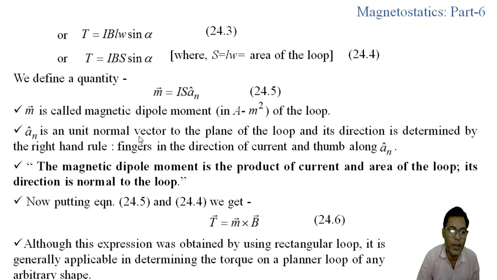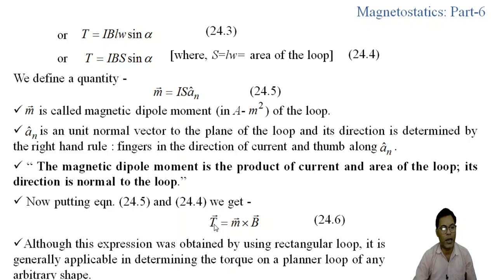Now we can define the magnetic dipole moment. The magnetic dipole moment is the product of the current and the area of the loop. Its direction is normal to the loop. So from this equation 24.5 we can define the magnetic dipole moment. After finding the magnetic dipole moment M, the torque can be represented in terms of the magnetic dipole moment and the magnetic flux density. Here if you put equations 24.5 and 24.4 in this expression, you can see that T equals M cross B.